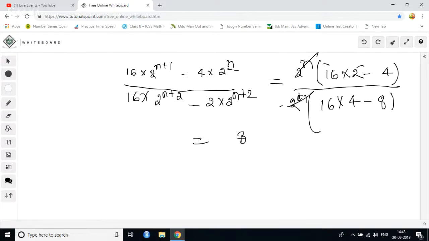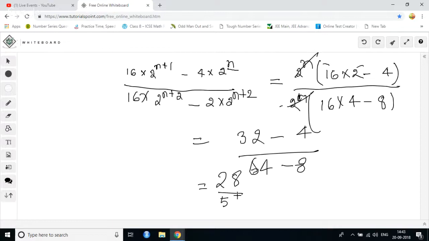So this is 32 minus 4 divided by 64 minus 8, which is equal to 28 divided by 56. So this goes 2 times. The answer would be how much? 1 by 2.